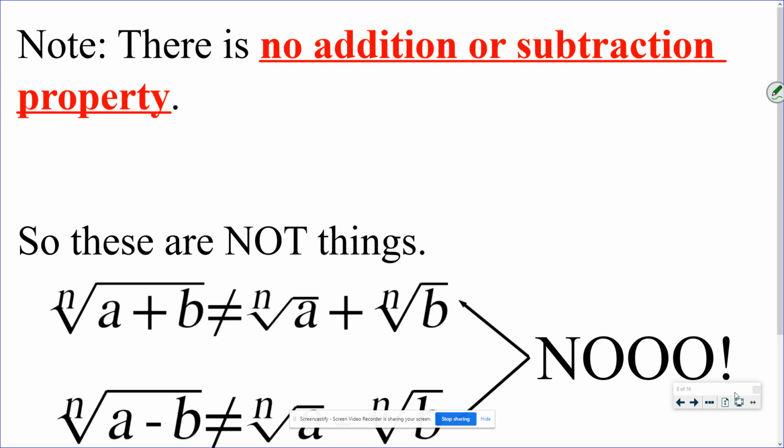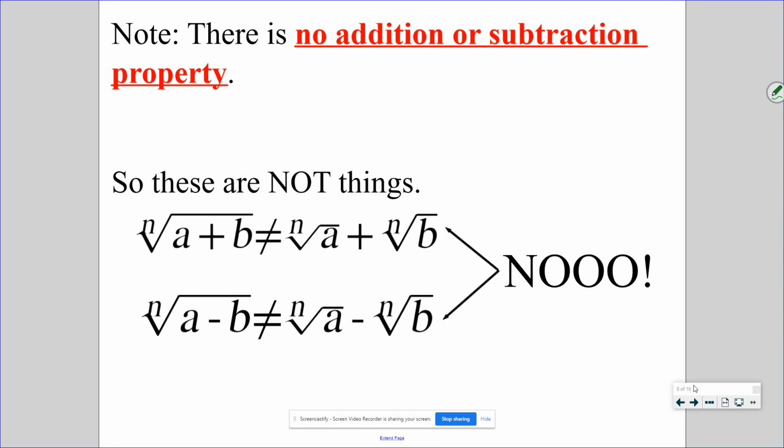So we have a property for multiplication, and we have a property for division, but we do not have properties for addition or subtraction. So you cannot break up an addition problem or subtraction problem in the same way that you can multiplication or division.